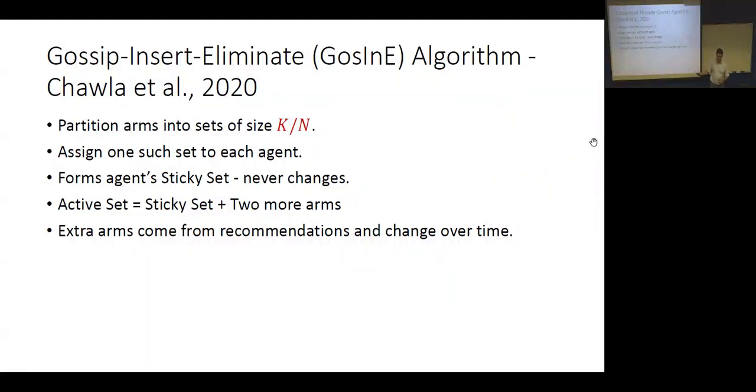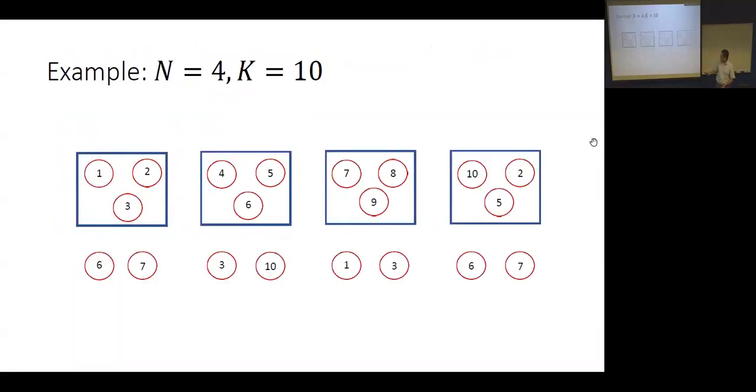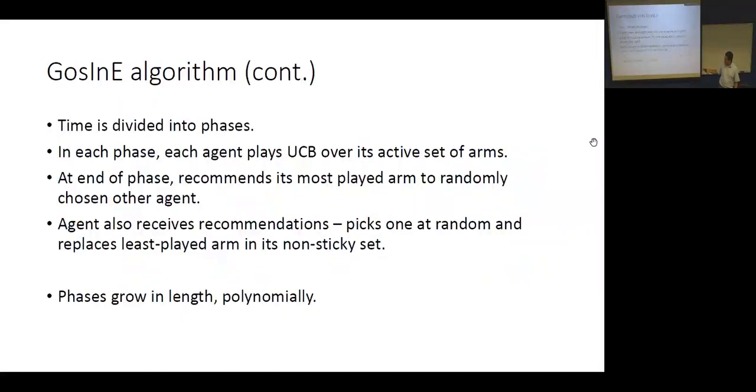These are the sticky sets. This never changes; they have to keep these arms. But then there is an active set, which is this plus some additional arms, which they will get by talking to others. It's easiest to explain with examples. We have 4 agents and 10 arms. I've started out assigning 3 arms per agent somehow. In some way, these are the other active arms they have acquired at some time, and inside the box is the sticky set. Okay, and how is this going to evolve?